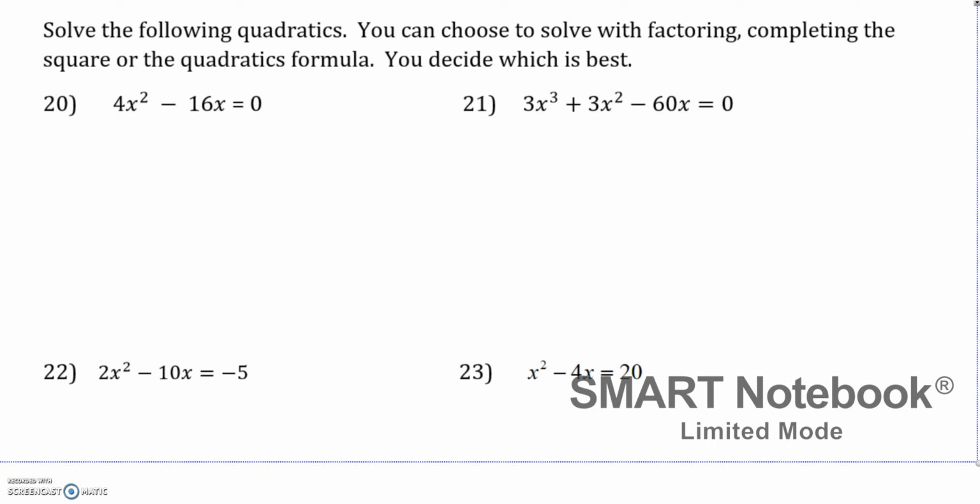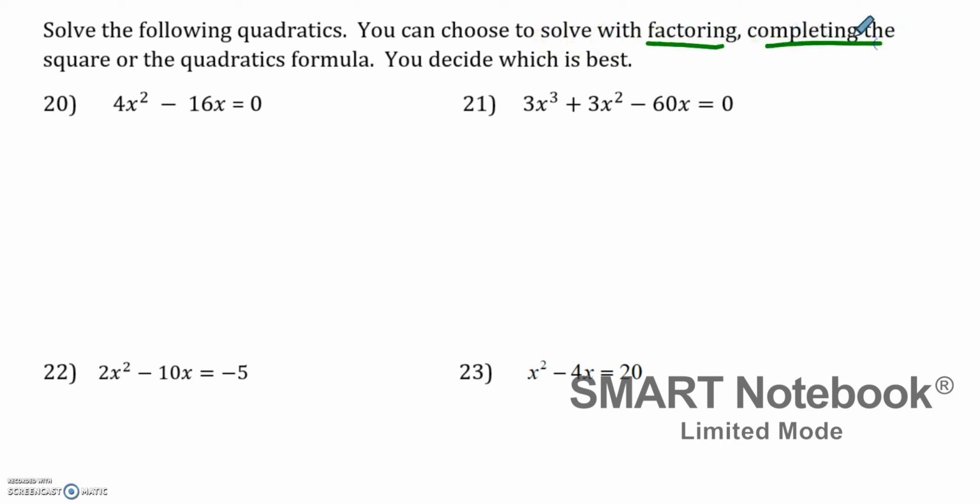Numbers 20 to 23 are solving quadratics. So you can choose whichever method you'd like. We can try factoring first, completing the square, and the quadratic formula. Quadratic formula, not quadratics formula. I guess technically it's the same, but whatever. Anyway, first thing I would do for number 20 is just to see if it factors first. I'd always try factoring because you and I both know it's generally the fastest way.